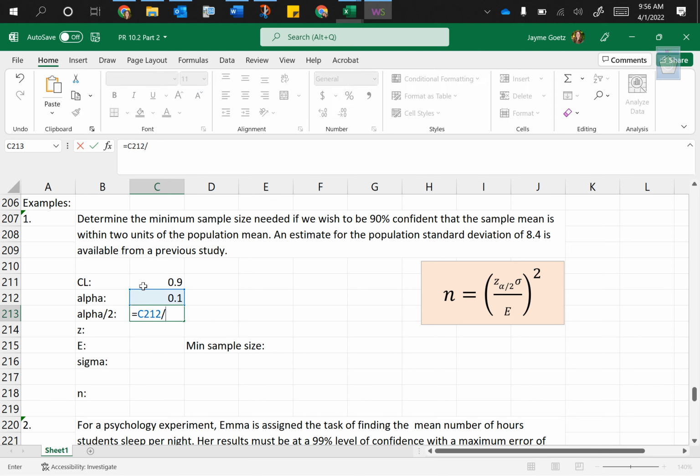To get my alpha over 2, divide it by 2. And then to get my z value, what am I typing in? Norm.s.inv. Why am I not using t.inv? Yeah, we're not asking for t, we're asking for z. This is a normal distribution. Norm.s.inv of 1 minus 0.05.